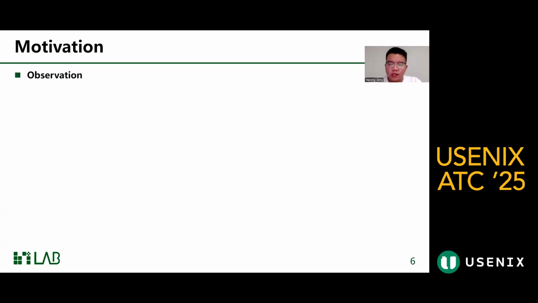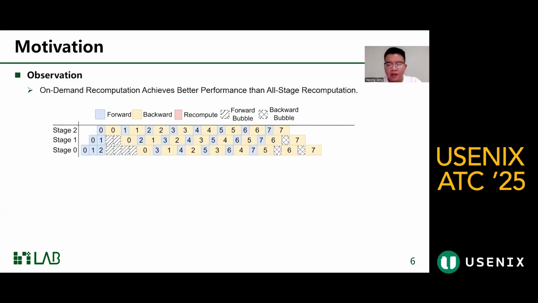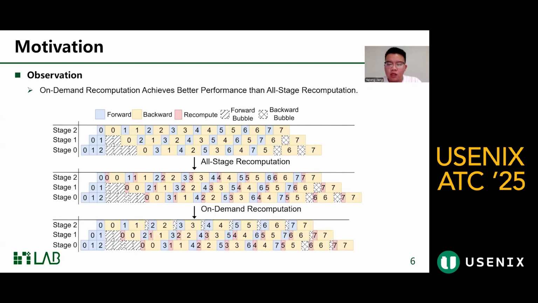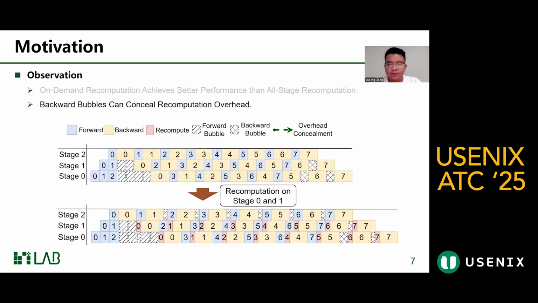We integrate recomputation into the pipeline by applying it to stages with memory bottlenecks only, an approach we termed on-demand recomputation. This yields the following observations. First, compared to all-stage recomputation, on-demand recomputation, where we apply recomputation only to stage 0 and stage 1, achieves better performance.